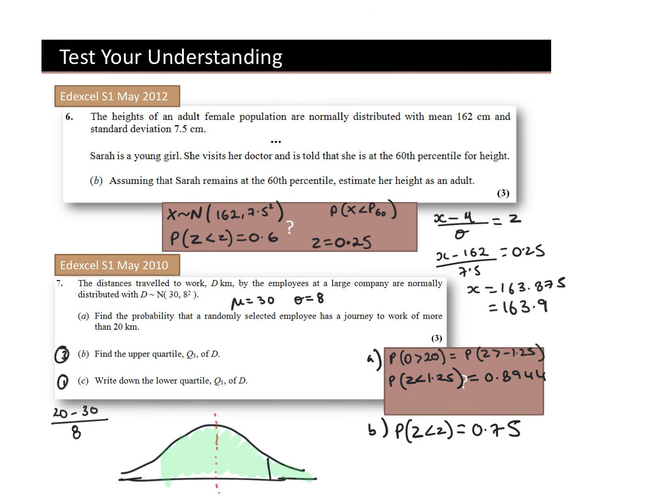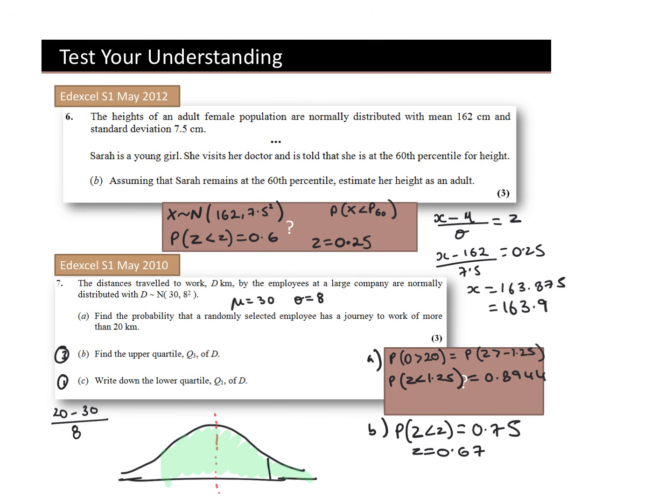The closest value to 0.75 is 0.67, because that's only 0.0014 away, whereas 0.68 is 0.0017. Yeah, so just double check that. So 0.67. Okay, and therefore Z equals 0.67.